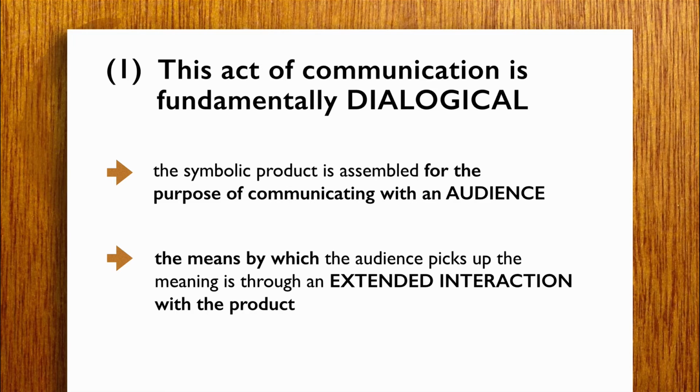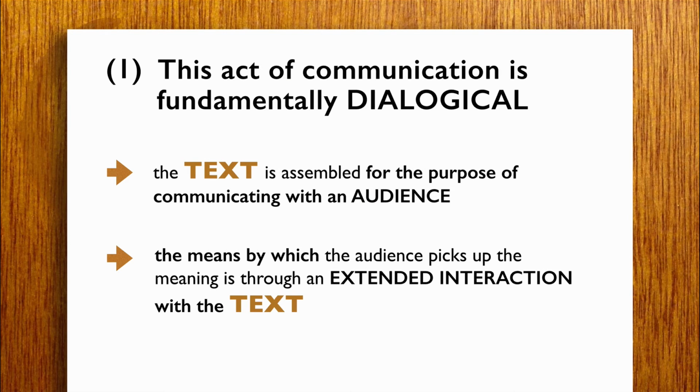Now, we're interested specifically in writing, so let's drop the general language of symbolic product and just talk about texts. The symbolic product is a text. The author creates a text with an audience in mind, and the text is structured in such a way that it leads the audience through a series of cognitive transformations that is mediated by the text. Okay, that's the first takeaway point.